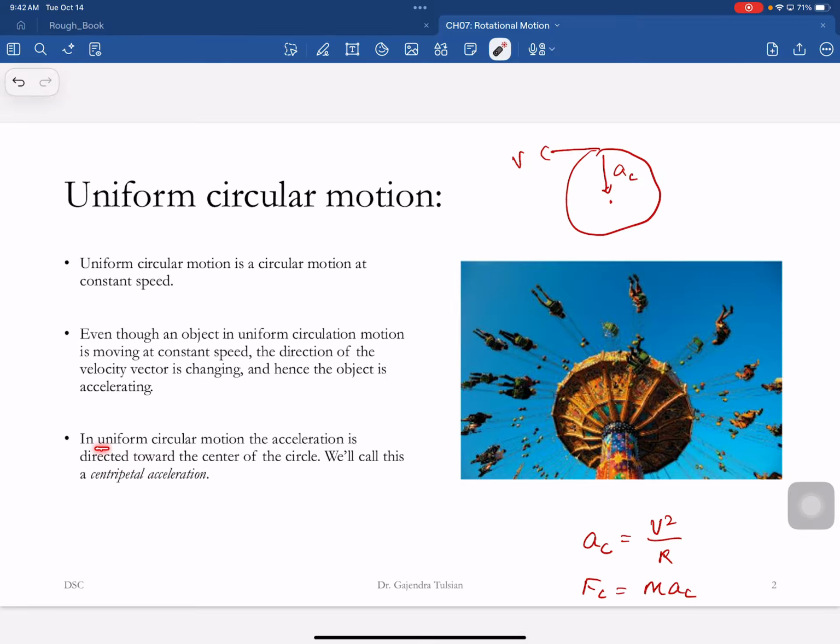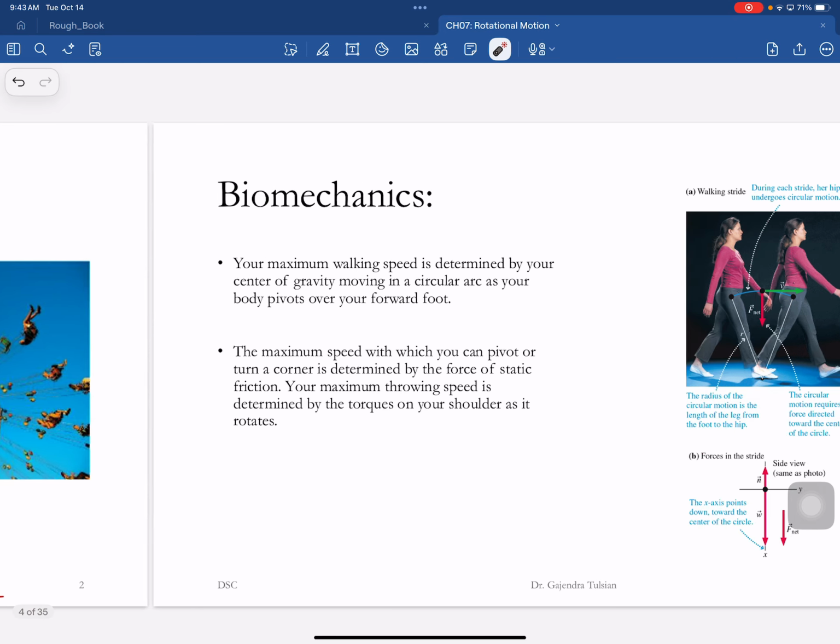In uniform circular motion, the acceleration is directed towards the center of the circle. We call it centripetal acceleration. To make these guys go in a circle, there's tension in the string. That cable had better be strong. It needs to be strong enough to support your weight and all that.